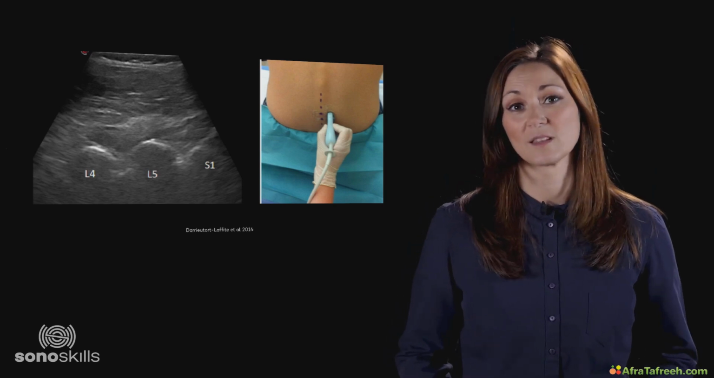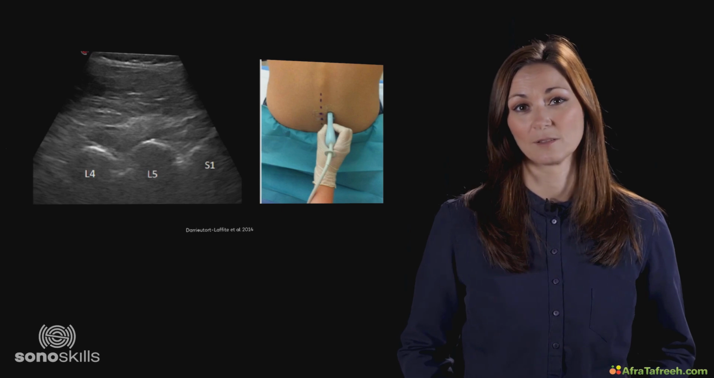Measuring the multifidus muscle thickness is very easy due to its superficial position and the presence of a few clear landmarks.